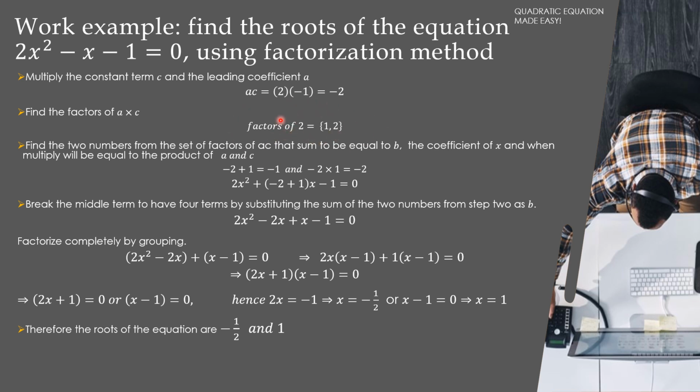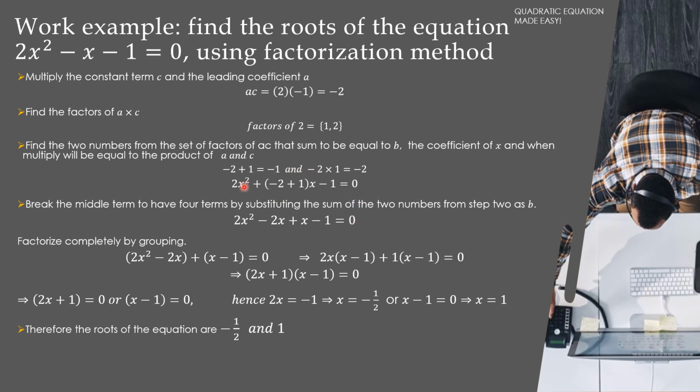Within these factors, we have to choose two numbers whose sum will be equal to b, which is negative 1, and whose product will be equal to a times c, which is negative 2. So here, negative 2 plus 1 is negative 1, and negative 2 times 1 is negative 2. So we are going to select negative 2 and 1 to substitute b. So here we have negative 2 plus 1, x minus 1 equal to 0.